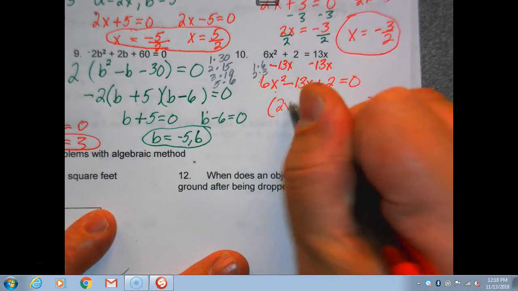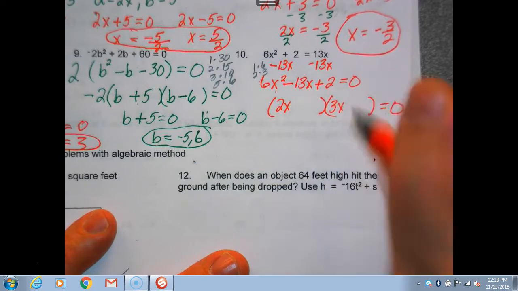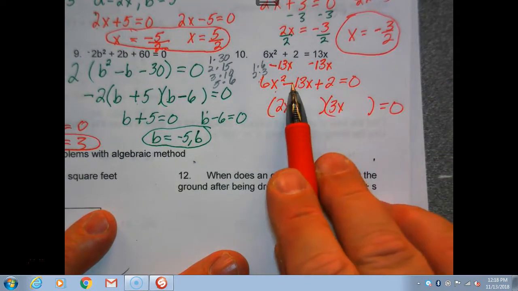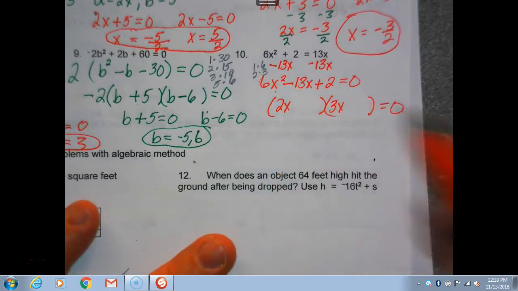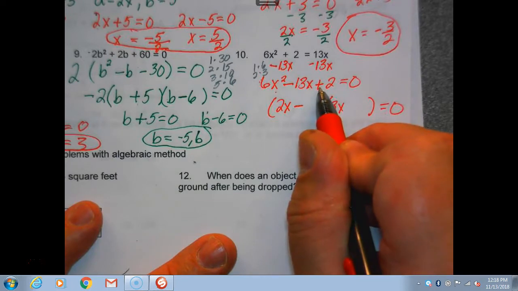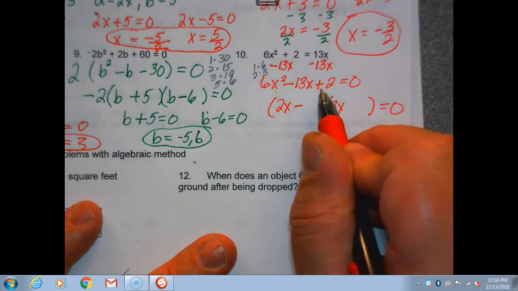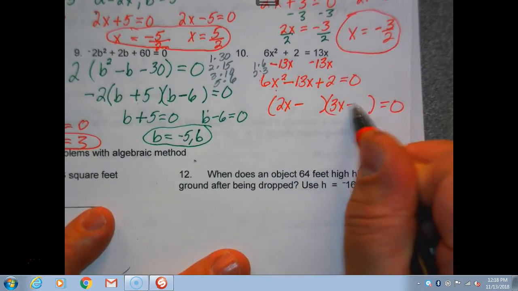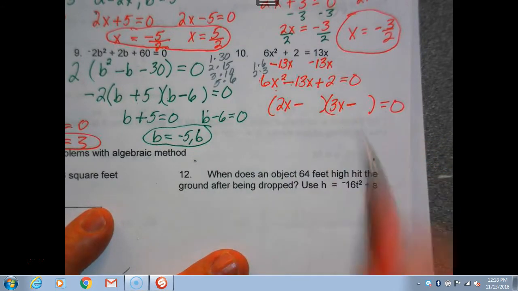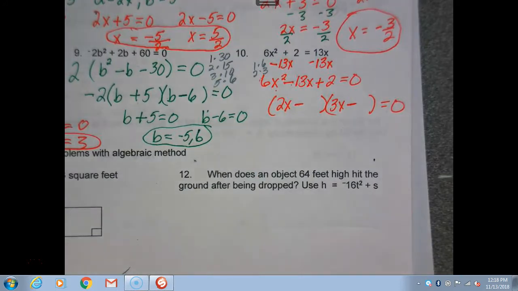2x first. This is a plus, so they multiply to a positive but add up to a negative. So what are my signs? No, they're both negative, right? Did you say that? Wonderful. Yeah, negative times a negative gives me the positive. They add up to a negative. Okay, 2. What do you want to do?